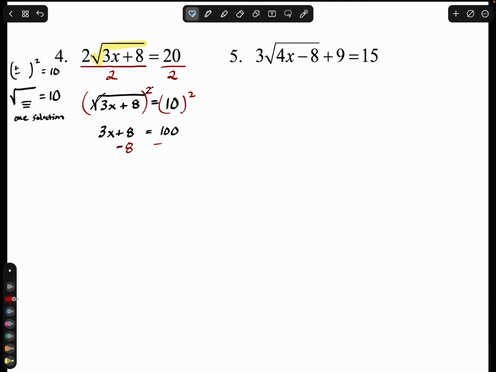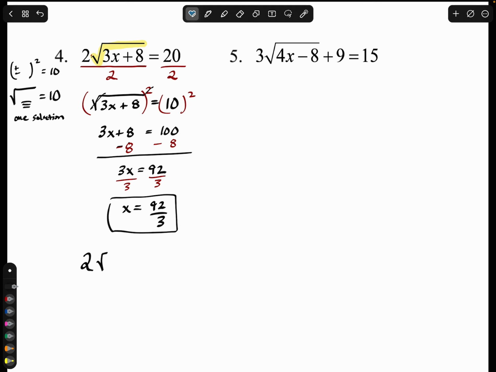We'll subtract our 8 from each side, and we now have 3x is equal to 92. And then we'll divide each side by 3, and x is equal to 92/3. Now let's check that. A lot of people looked at this one today and were not sure if it's right or wrong.